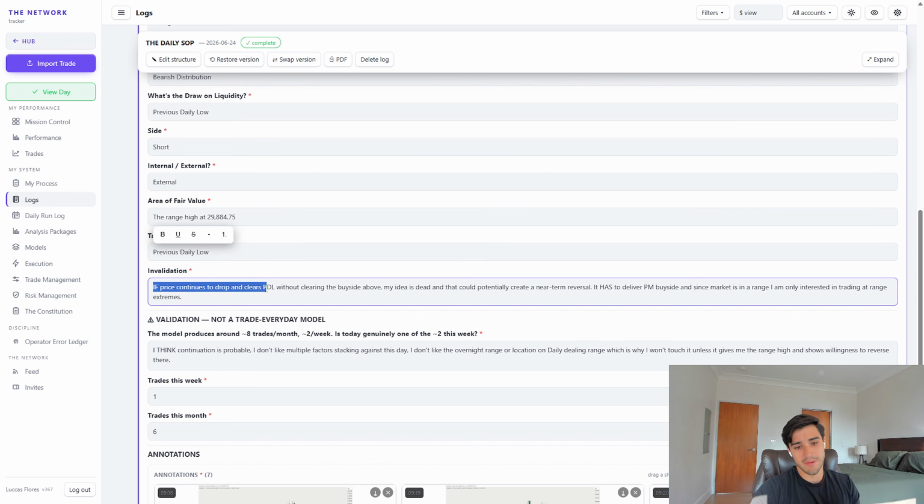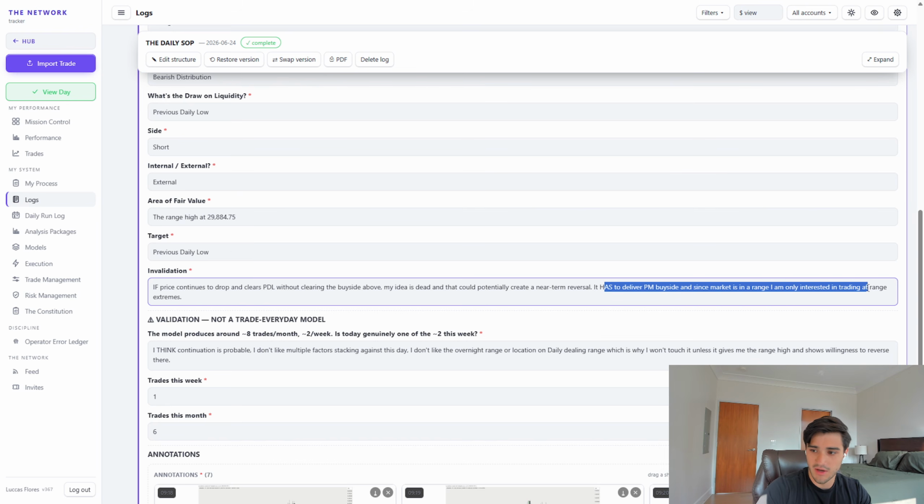If price continues to drop and clears previous daily low without clearing the buy side above, my idea is dead, and that could potentially create a near-term reversal. So it has to deliver pre-market buy side. And since the market is in a range, I'm only interested in trading at range extremes. Everything that I've already just mentioned.